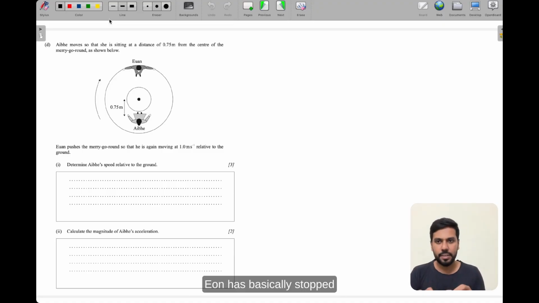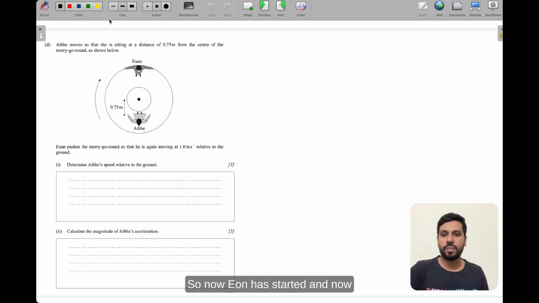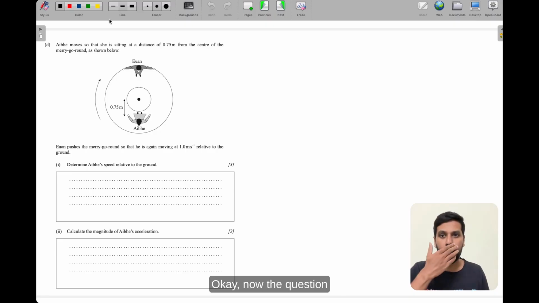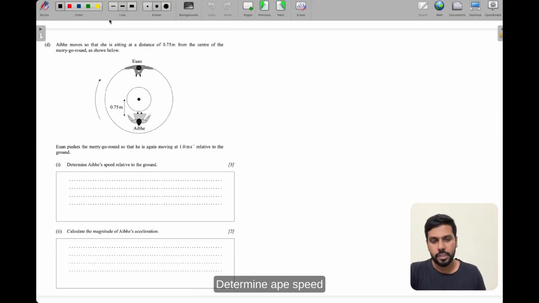Eon has basically stopped the merry-go-round. He again applies the force and starts going around. So now Eon has started, and now Eon is moving with the speed of 1 meter per second. Now the question says, determine ape speed relative to the ground.